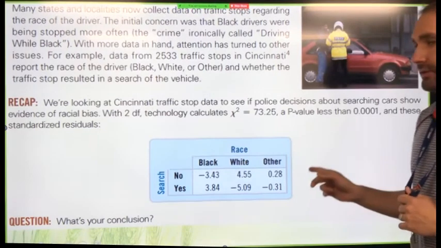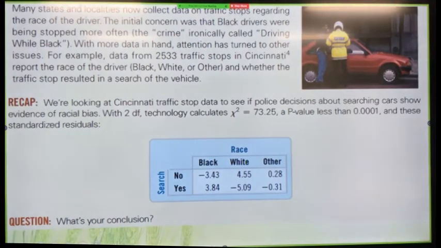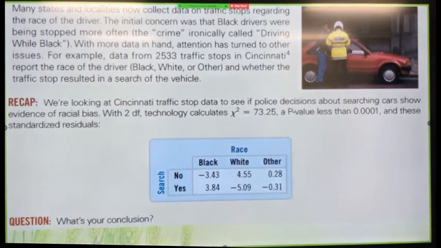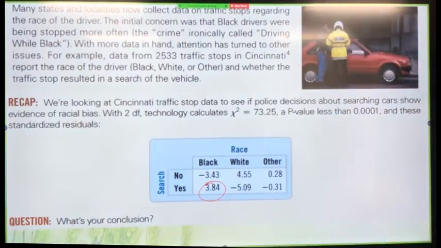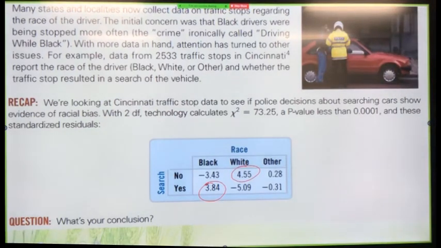Now based on the residuals, since I reject it, let me check out the residuals. What does the residual say? What do you notice? As far as the yes column, who has the largest? Black drivers. As far as the no, who has the largest? White. So you can conclude from these residuals that what? There is racial bias.